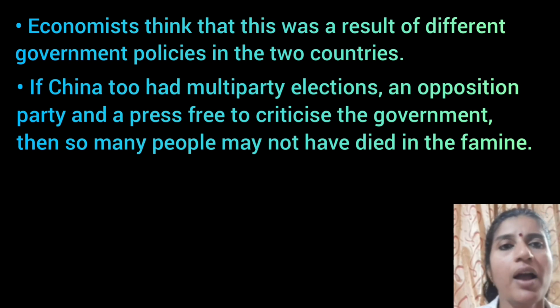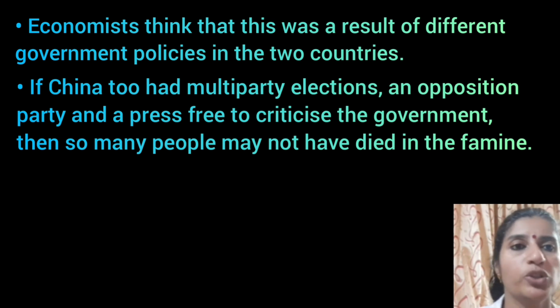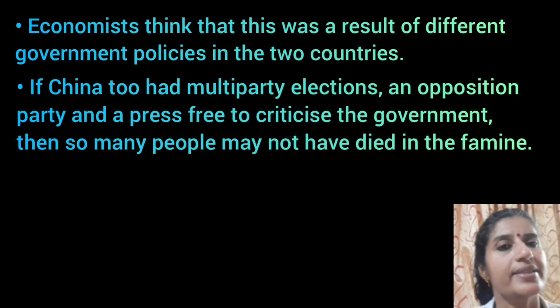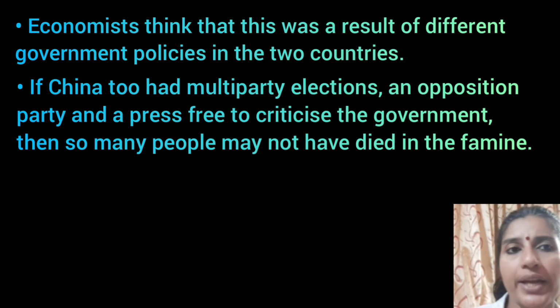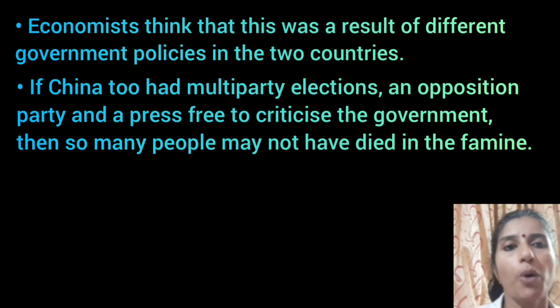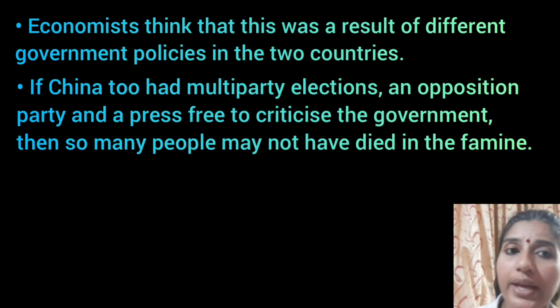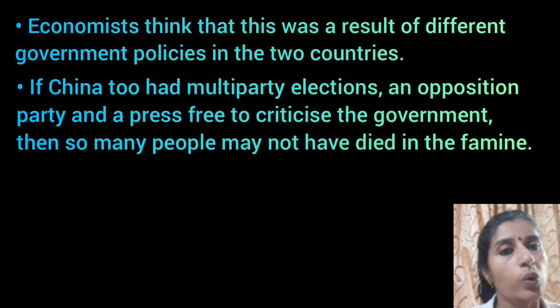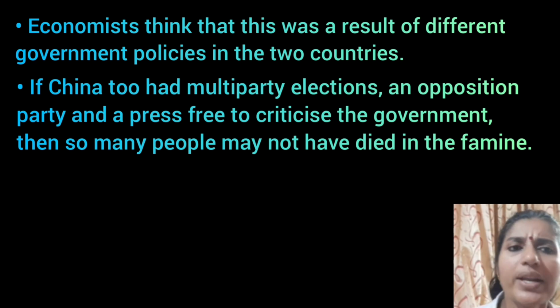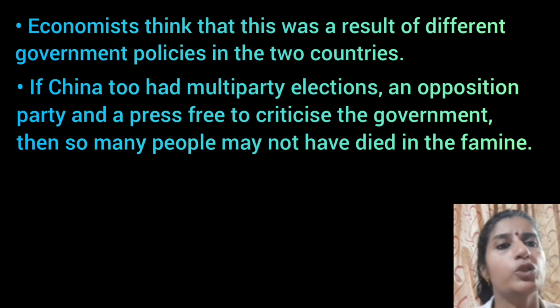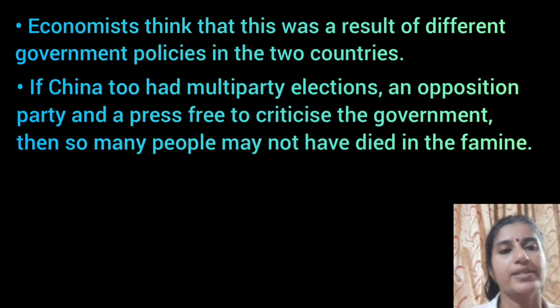Whereas in China, they do not have such opposition. That is the reason why the government of China could not take steps to prevent such a big problem. So good opposition is also very important to have a good democracy. When there is no opposition, the government cannot correct their mistakes.